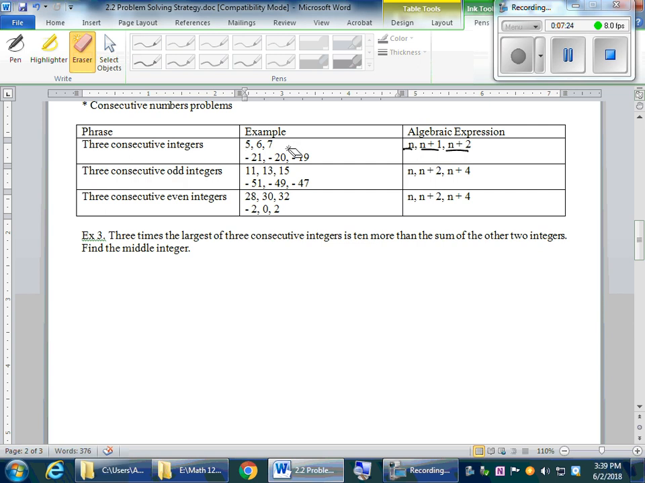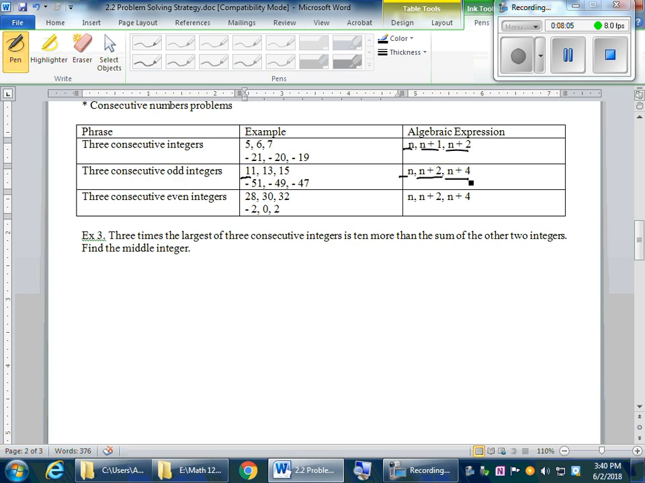So same thing if you talk about consecutive odd integers. What you would do is start with an odd number and then continue to the next odd number, which is 11, 13, 15. As you can notice, 11 to 13 is 2 units apart, 13 to 15 is 2 units apart. So when you represent it algebraically, the very first odd number will be n. The second odd number, instead of adding 1, now you have to add 2. So therefore, n plus 2. And the next number will be n plus 4 because you add 2 more to the second one.